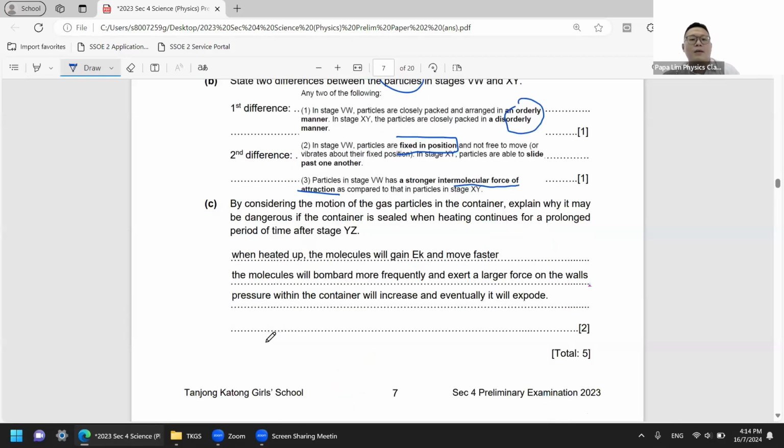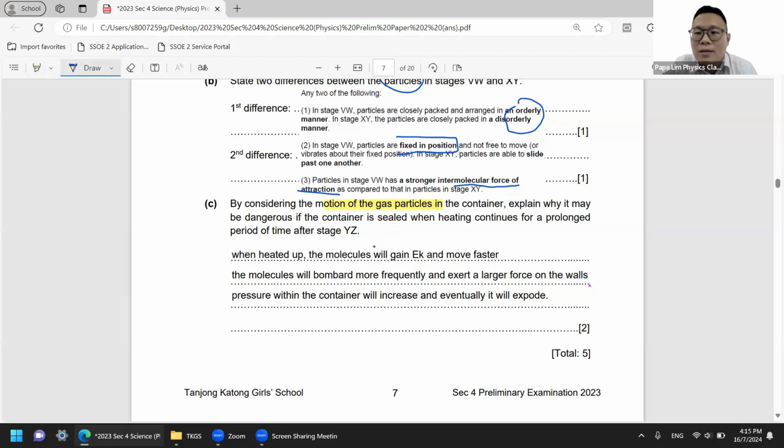Now, for part C, explain why it is dangerous if the container is sealed. I will say that at one look we will know that it's dangerous. Why? Because if it's sealed, we might have experienced before that if you heat up a sealed can, the can literally will explode. But now I need to explain in terms of the gas particles, the motion of the gas particles. So we start from basic.